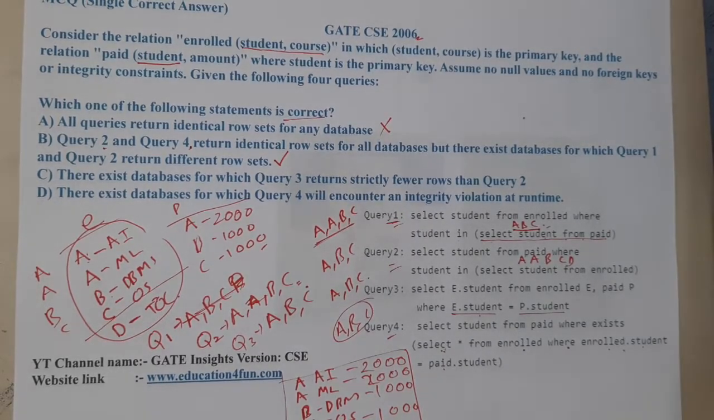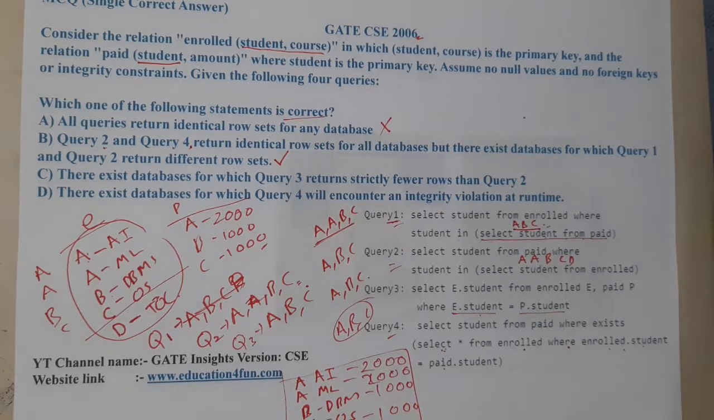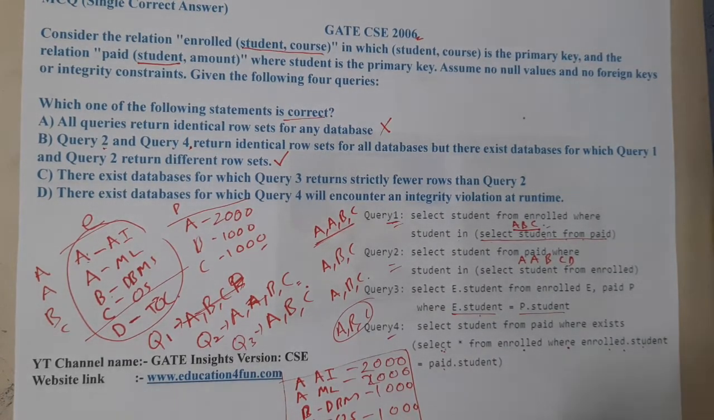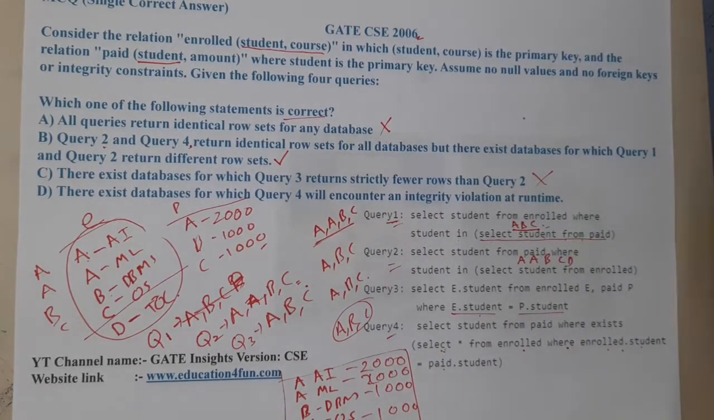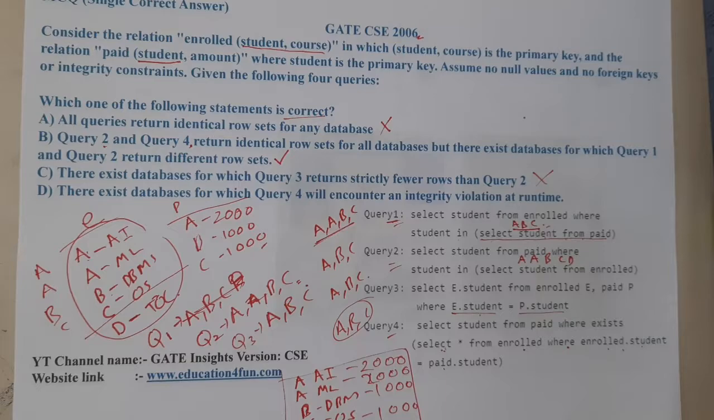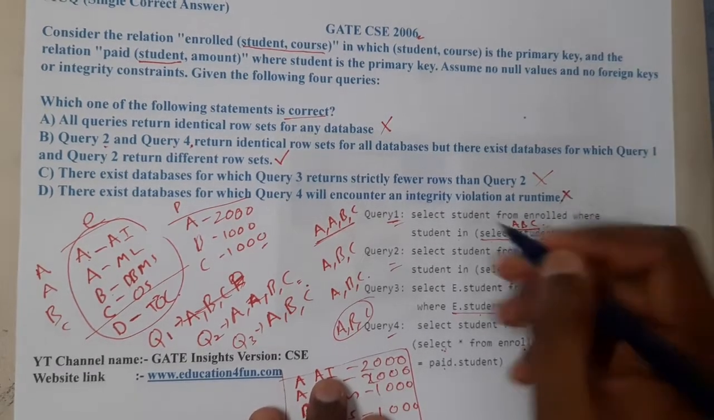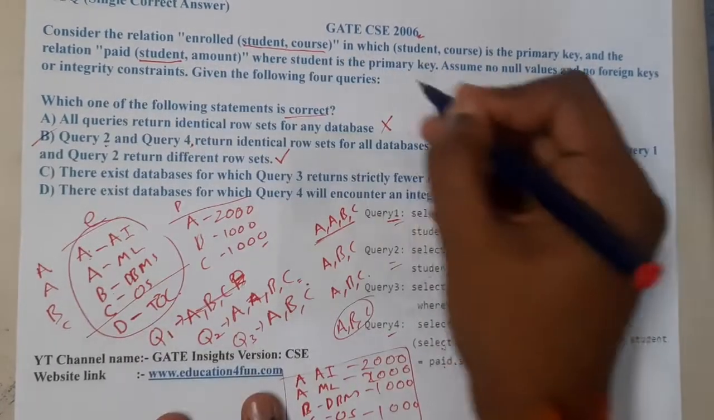Moving on to option C. Option C says that there exists a database for which query 3 returns strictly fewer rows than query 2. No, because they are exactly the same. So this is wrong. Moving on to option D. Option D says that there exists a database for which query 4 will encounter an integrity violation. No, there is no issue. Everyone is giving output. So the most probable answer should be B, right?